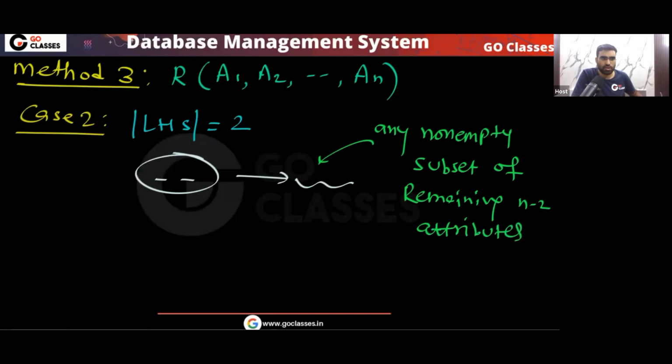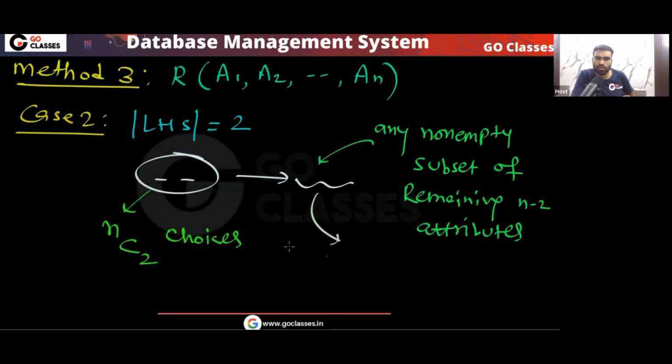Clear? Okay. So tell me, for LHS, how many choices are there? From n attributes, I want to choose 2 attributes for the LHS. So that will be nC2 choices. These many choices for LHS.